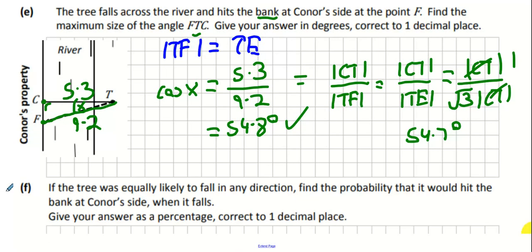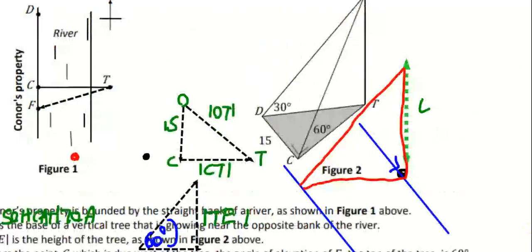Now, next part. If the tree was equally likely to fall in any direction, find the probability that it would hit the bank at Connor's side when it falls. Give your answer as a percentage correct to 1 decimal place. Oof. Okay, so I'm going to draw a diagram here to explain once again what's going on.